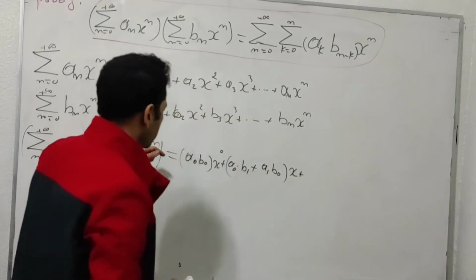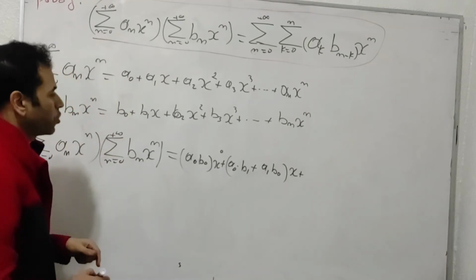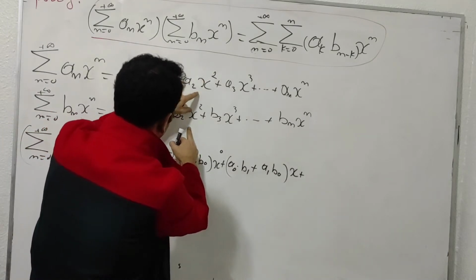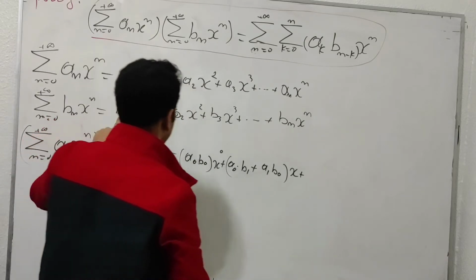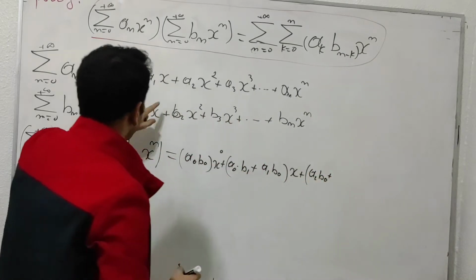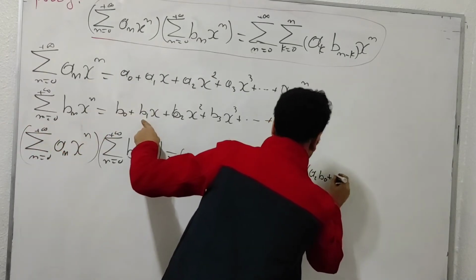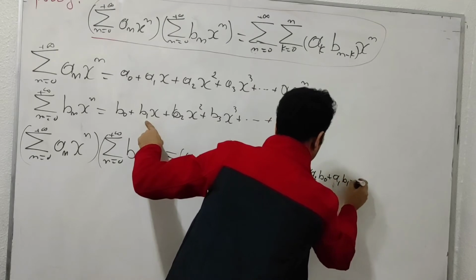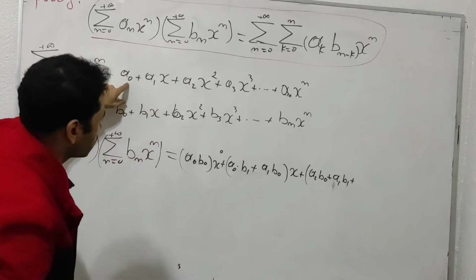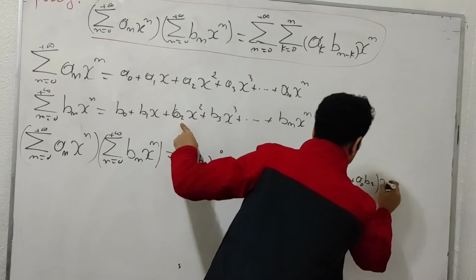For the third term, x squared, how many ways can I get this coefficient? For x squared, I can multiply A sub 2 by B sub 0, plus A sub 1 multiplied by B sub 1, plus another possibility: A sub 0 multiplied by B sub 2. The whole thing is multiplied by x squared.